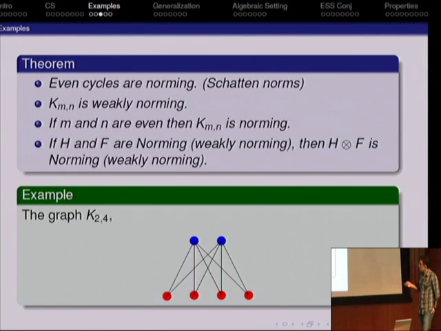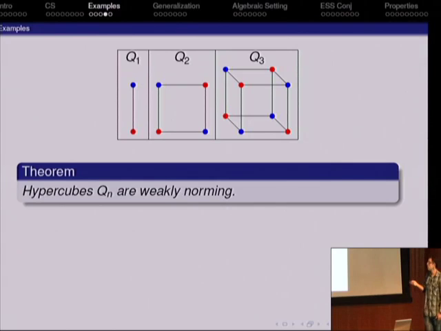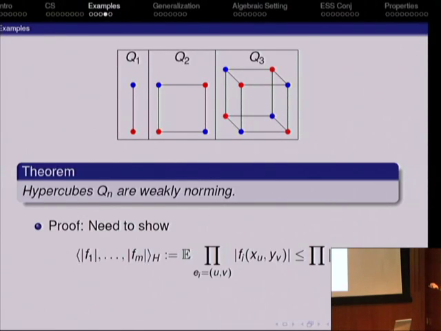Another more interesting construction is this recursive construction. If you take two graphs H and F, take their adjacency matrices, and tensor them together, you get a larger matrix, and that defines a graph. That graph will also be norming. So you can take, say, an even cycle and a complete bipartite graph, tensor them, and you get a more complicated graph, which is going to be norming. So there is this way of constructing them using tensors. Another example are hypercubes. They are weakly norming, actually. We don't know whether they are norming or not.